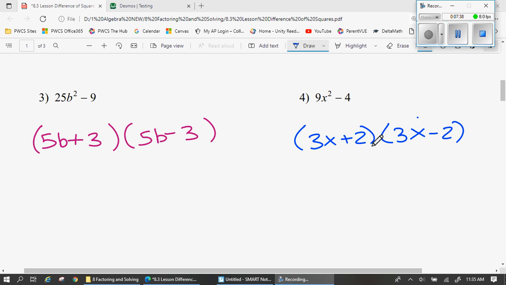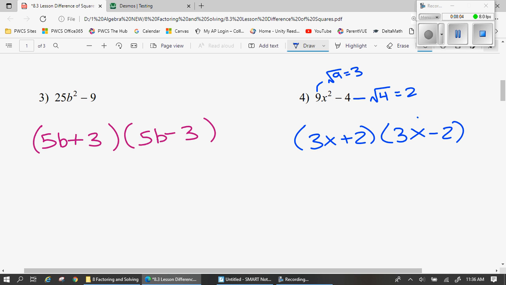So hopefully you got 3x plus 2 and 3x minus 2. If you put them in the different order, 3x minus 2, 3x plus 2, that's okay. It doesn't matter which parentheses comes first. 9 is a perfect square, and the square root of 9 is 3. 4 is a perfect square. The square root of 4 is 2. That's how I get these numbers. We're doing subtraction, so that means we're going to have a plus and a minus here. And that's what you get.